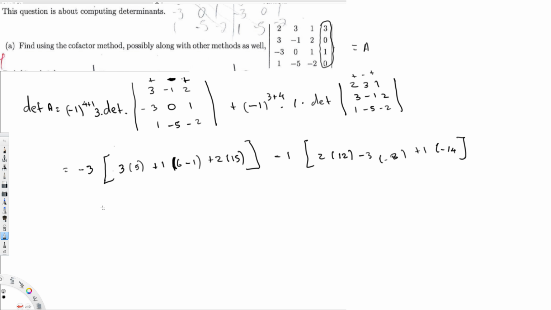Then if I calculate this value, it comes out to be minus 150. The other one comes out to be minus 34. Then if I add them together, it's going to be minus 184, and this is my final answer. This is the determinant of A. So this is how we find the determinant using cofactors. I hope you guys understood this concept. See you next time.